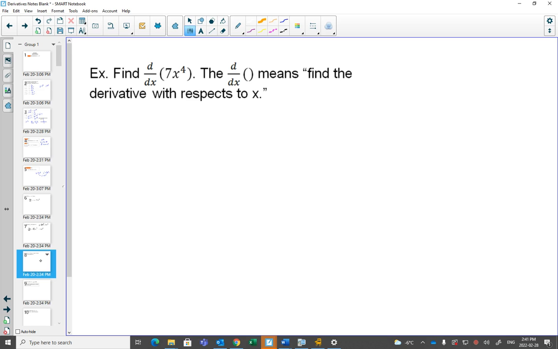Here's another form of asking the derivative. This d over dx of whatever's in brackets is saying find the derivative of what's inside. So you can write either dy/dx for your derivative. Here the 4 would come out in front. Subtract 1 from the exponent. 28x cubed.